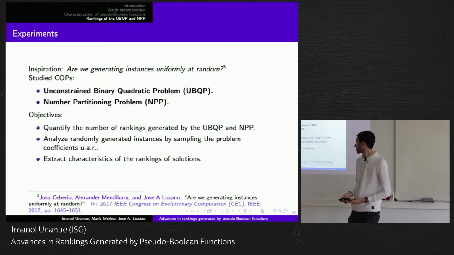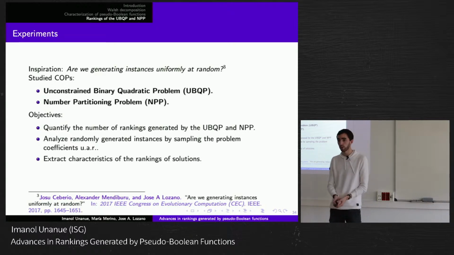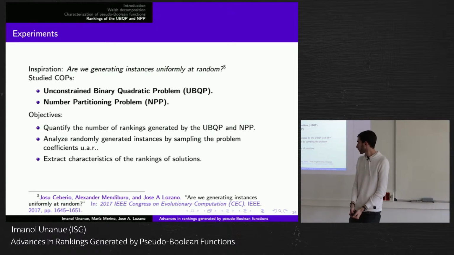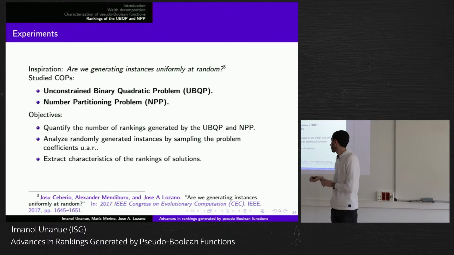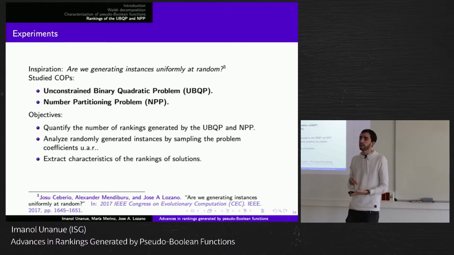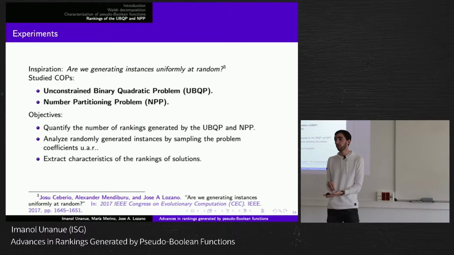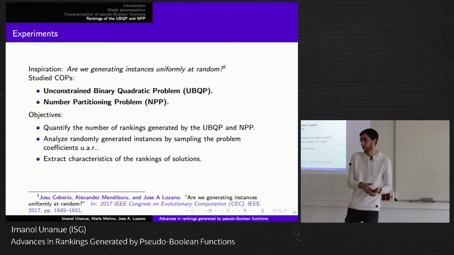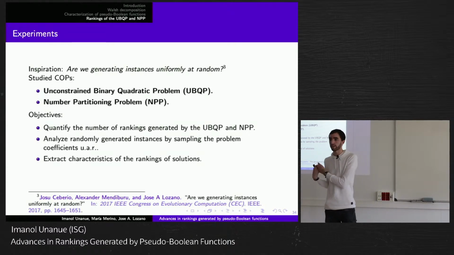The inspiration of these experiments is the article titled "Generating Instances Uniformly at Random," which was presented in this group. The objectives of our experiment are, first, to quantify the exact number of rankings generated by each problem. Second, to verify that generating artificial instances by sampling coefficients uniformly at random is not the same as sampling instances uniformly at random. It sounds similar, but there is a large difference, and that's the reason why several algorithms might work better than others. And the third objective is to try to understand better those rankings generated by the problems.